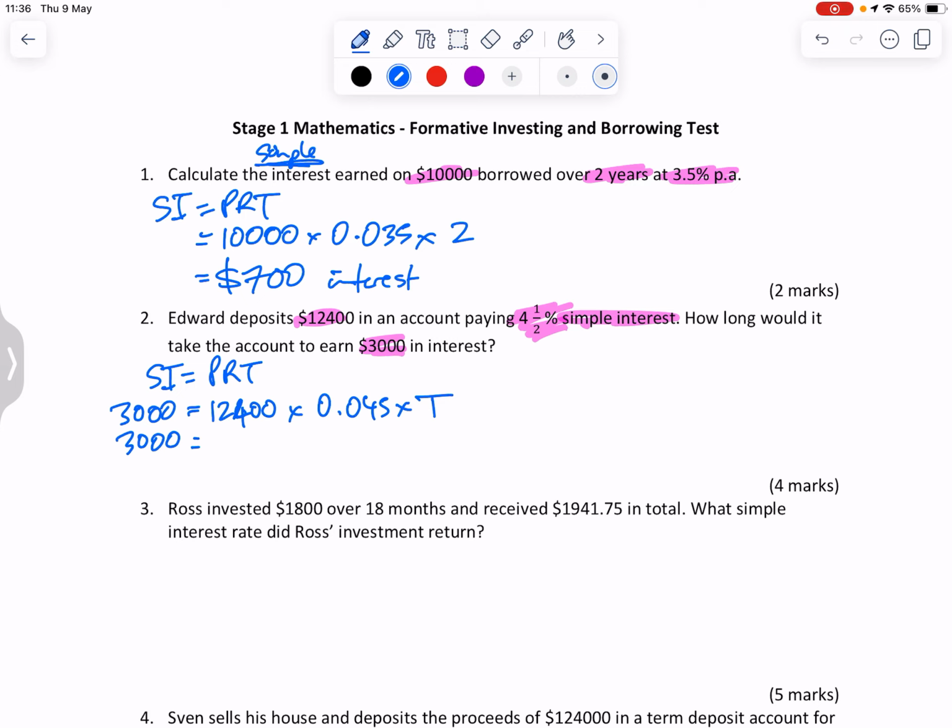558 times T. What is 558 doing to T? It's multiplying, so the opposite of that is dividing by 558, and that will cancel out to give you T. T is going to be 3,000 divided by 558, which is 5.376. So I'll round it to 5.38 to 2 decimal places. It doesn't say what units it needs to be, so 5.38 years.